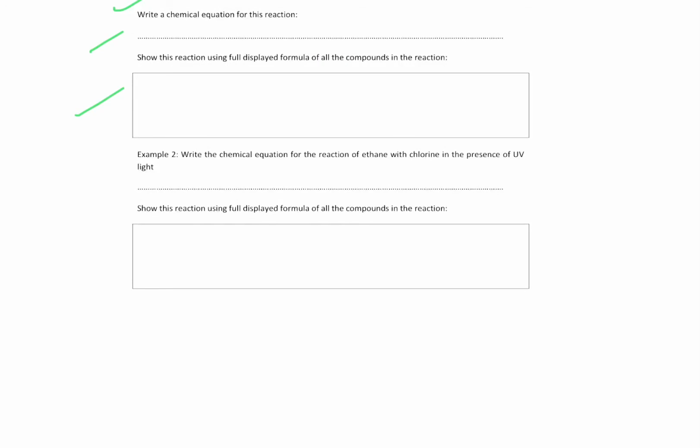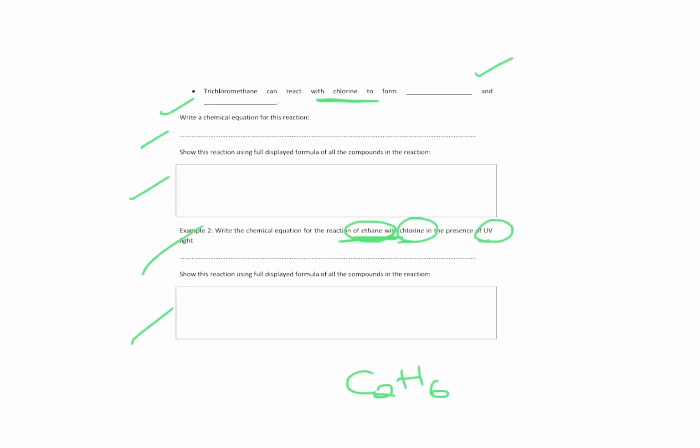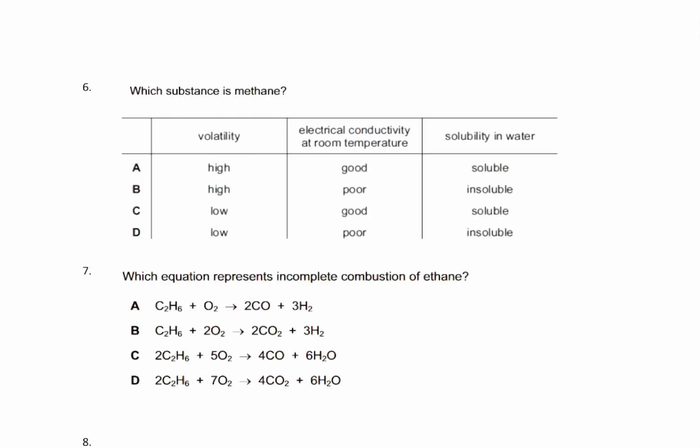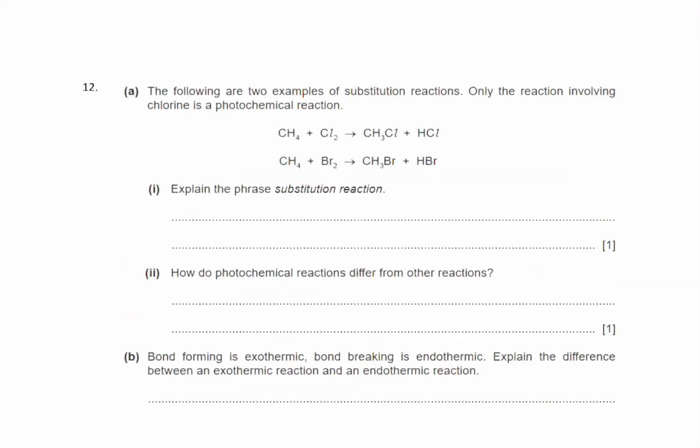Example 2 is the reaction of ethane now. Now we're going to look at ethane, C2H6, reacting with chlorine gas in the presence of UV light. I'll let you write down the equation and show the reaction using full displayed formula. So this is going to be the end of alkanes, and you're going to answer all the questions in the document. Okay?